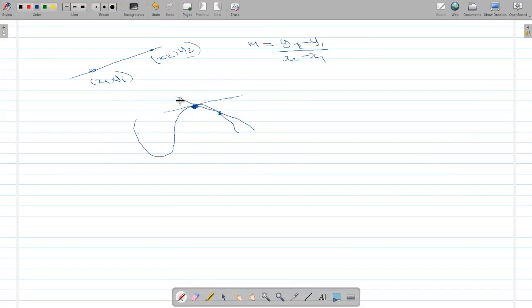Okay, but it doesn't give the rate of change at the point. It gives the average rate of change between the 2 points.